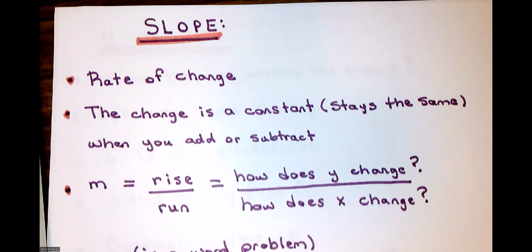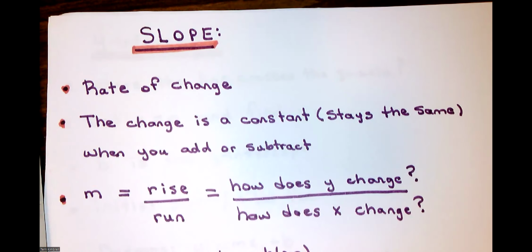Sometimes you're going to add numbers to that, which means it would be a positive slope. If you're subtracting numbers constantly, it would be going down, which is a negative slope. So you're basically asking yourself, how does your y change and how does your x change?